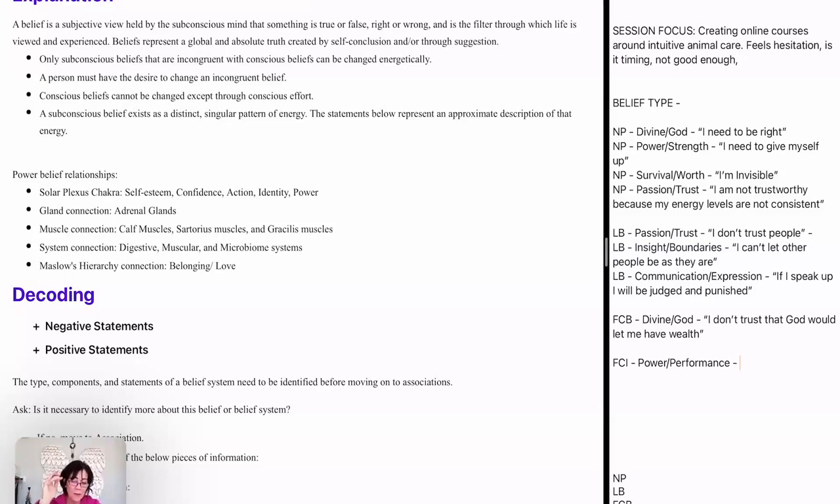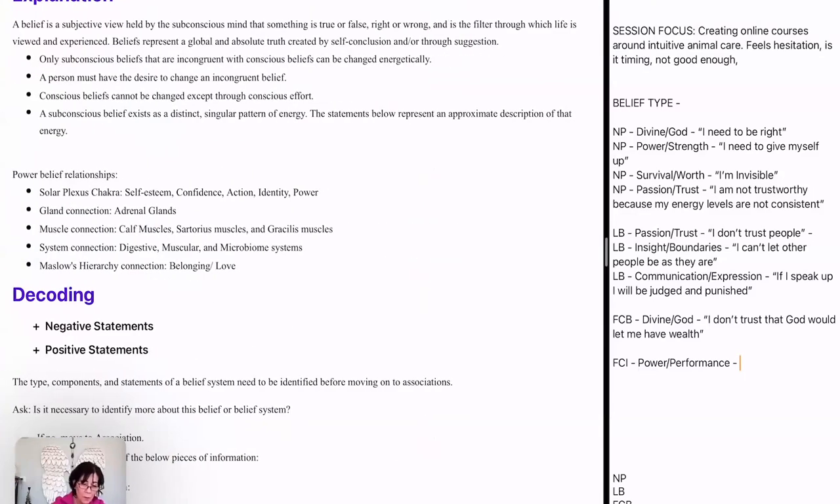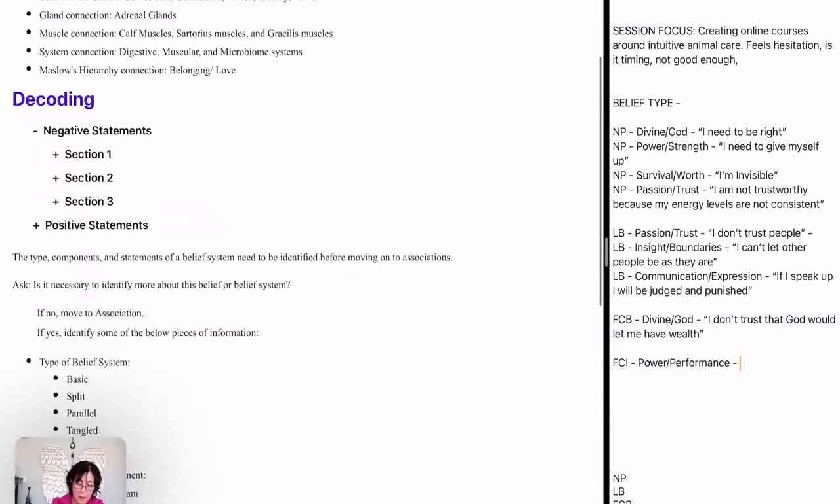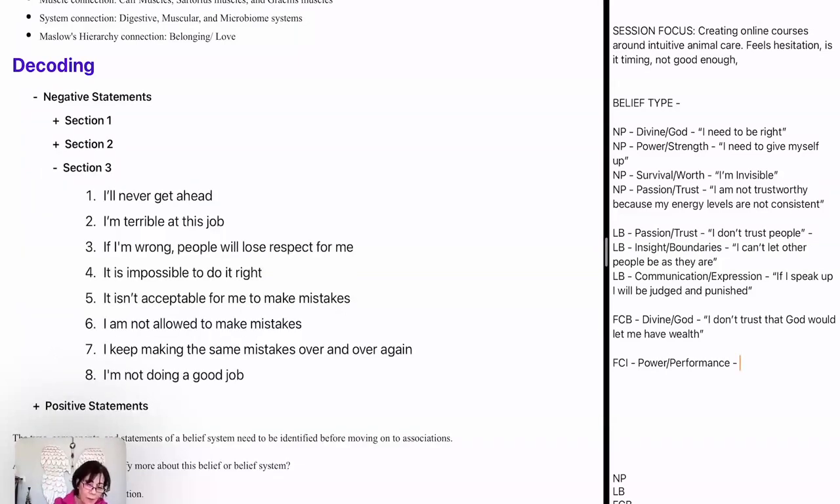Power and performance. Let's go. Power and performance. Negative statements. All right. Are we looking at section 1 to section 3? Section 3? Okay. There's 8 of those. I'm going down the list. 1, 2, 3, 4, 5, 6, 7, 8. Number 5: it isn't acceptable for me to make mistakes. Okay, that's, yeah, oh my gosh.